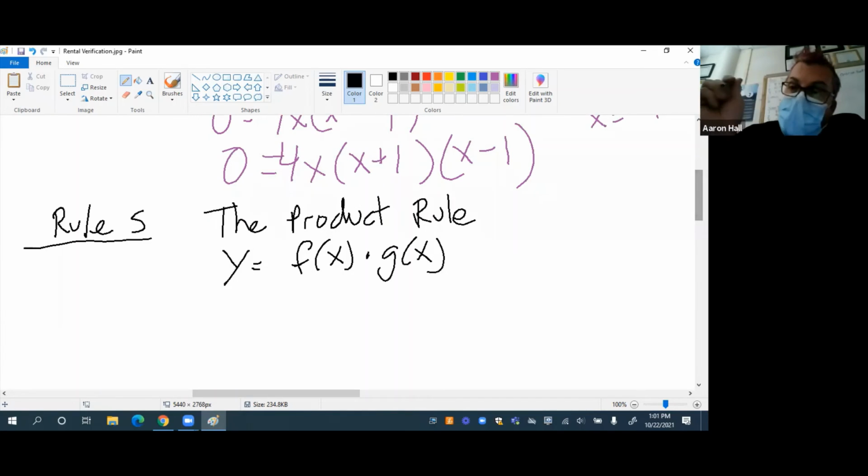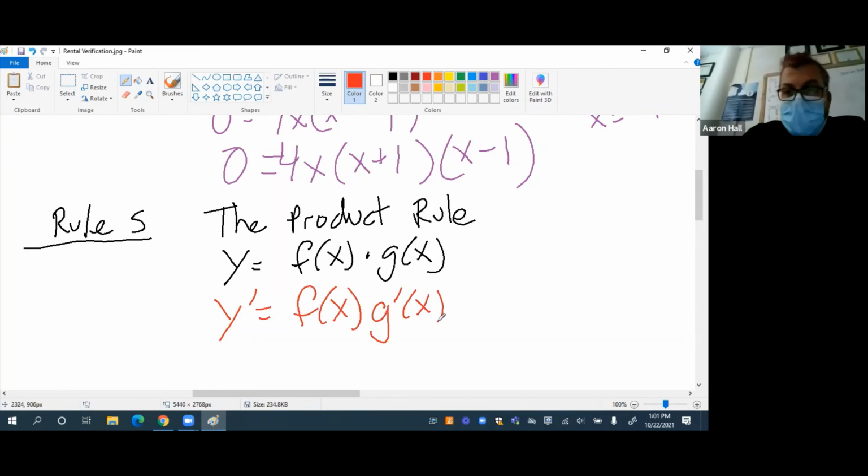The way the product rule is done is as follows. The derivative is going to be f of x times, sorry, f of x times g prime of x. So we take the first function times the derivative of the second function, plus the second function times the derivative of the first function.